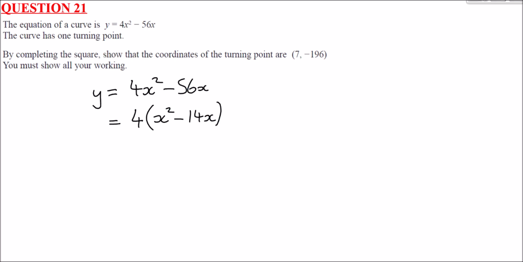Now we complete the square on the stuff to do with x. The constant 4 on the outside we're going to leave alone for now. So I'm going to leave that 4 standing. We're going to complete the square on the yellow highlighted part.